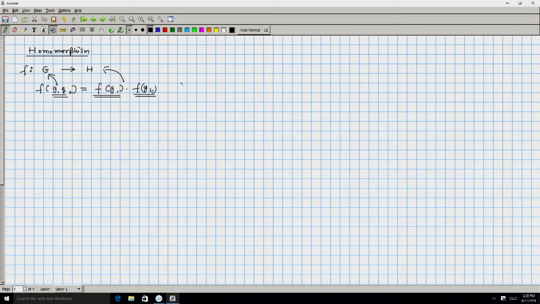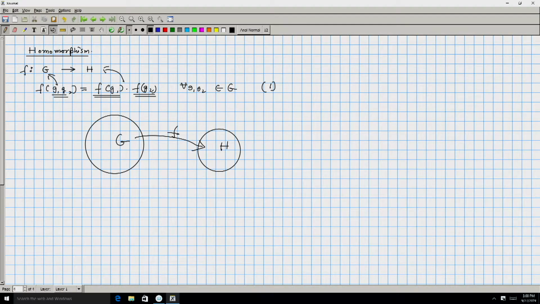Okay. If this is satisfied for all g1, g2 belonging to G, then we will say that f is a homomorphism from G to H. So, suppose G is this and H is some other group, and there is a map f, and it satisfies this equation 1, then we say that this is a homomorphism.